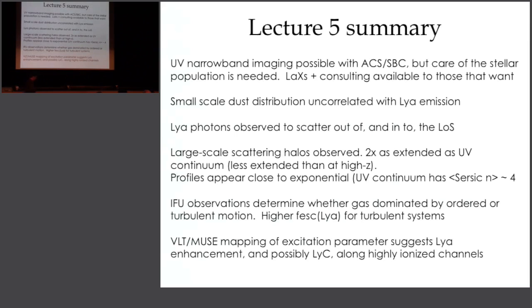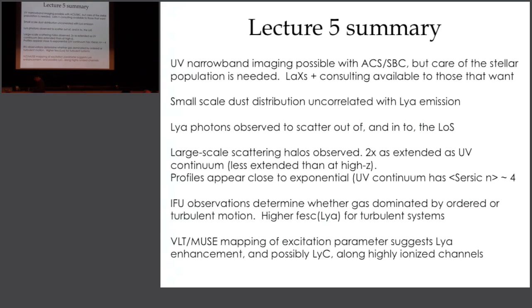We can demonstrate that small-scale properties of things like the dust distribution, as far as we've tested it, seem to be broadly uncorrelated with the Lyman-alpha emission on spatial scales that we can resolve. Lyman-alpha photons are observed to scatter out in large-scale halos, scattering out of the line of sight, depressed Lyman-alpha in central regions and coming out in big fuzzy halos. These scattering halos are observed to be somewhat more extended, twice the size of the UV. This is not actually as large as they are at high redshift when you look at things with MUSE, so maybe the CGM is changing between high z and low z. That's not entirely surprising.